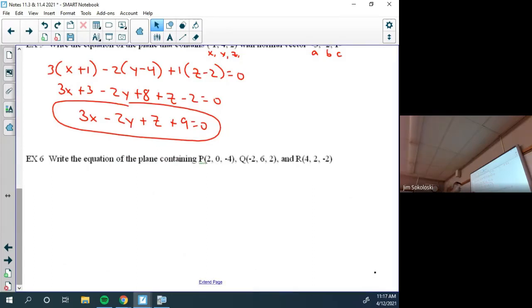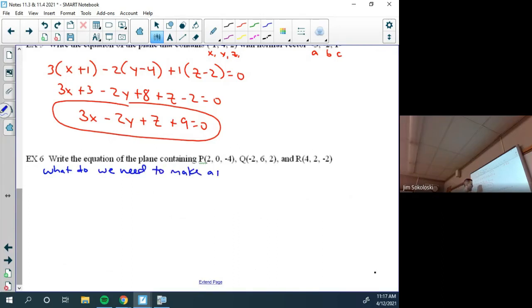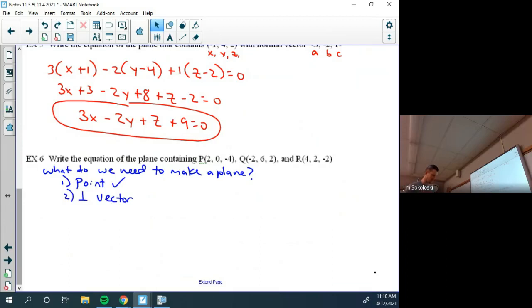All right, so always ask yourself this. What do we need to make a plane? Well, one, we need a point. In this particular question, we have a lot of these. We have 3 points we can choose from. We also need a perpendicular vector. Well, we don't quite have that yet. We got a lot of points.